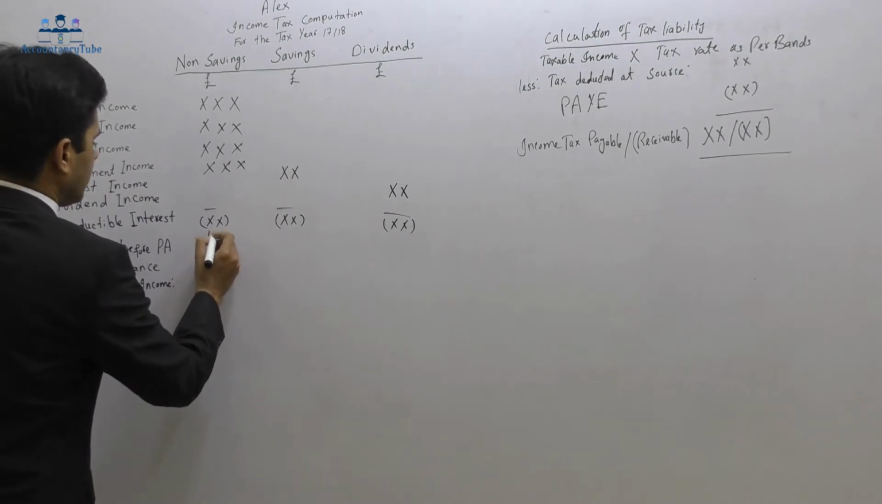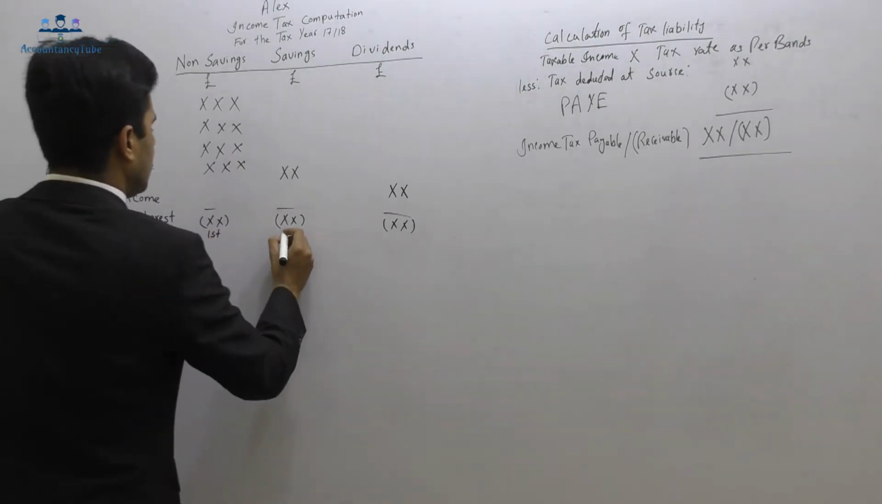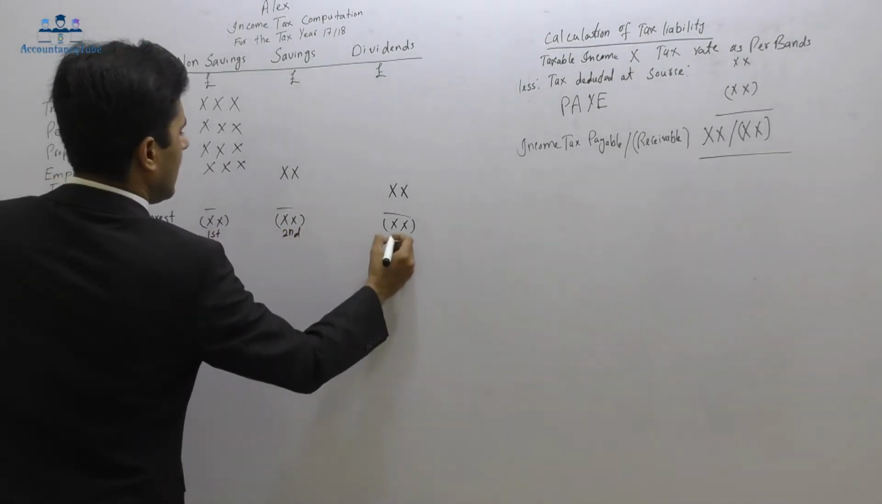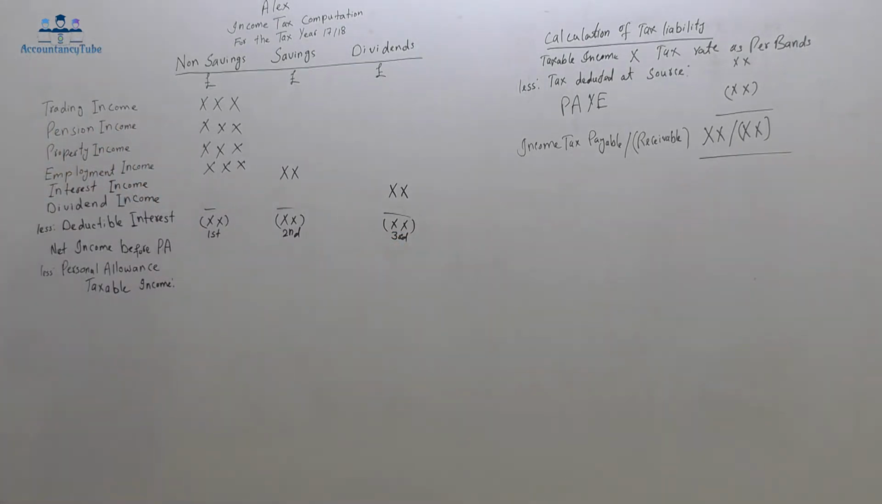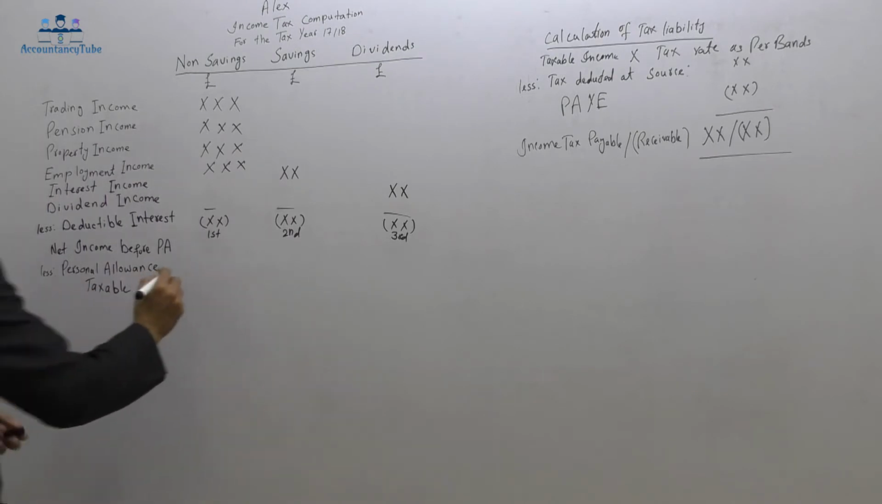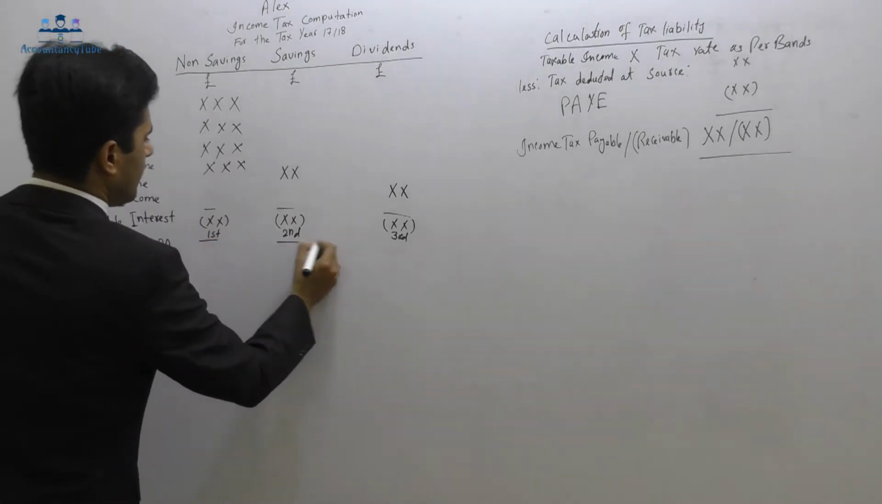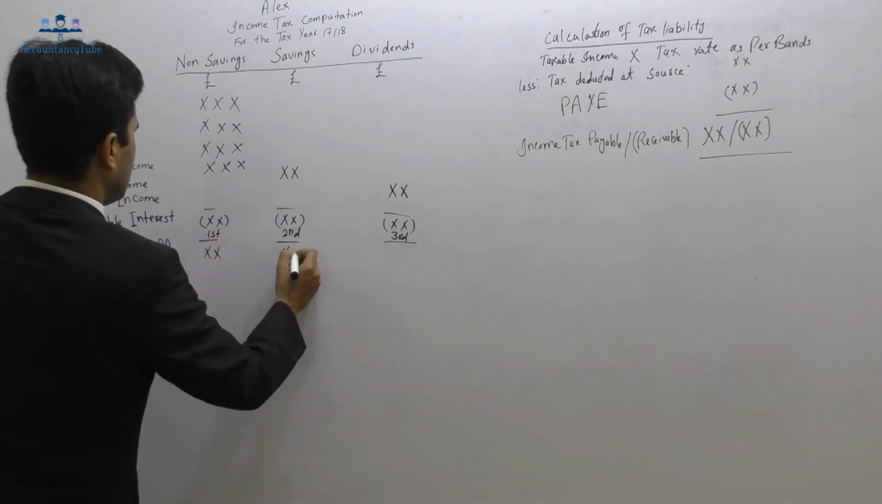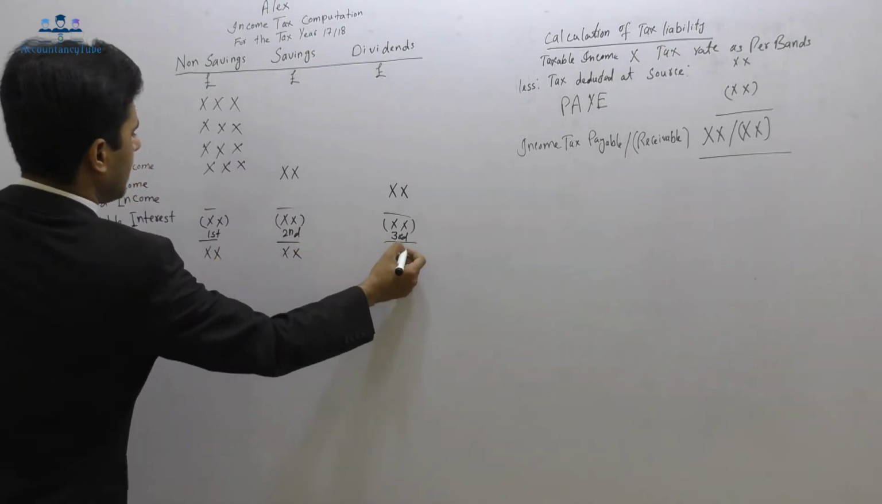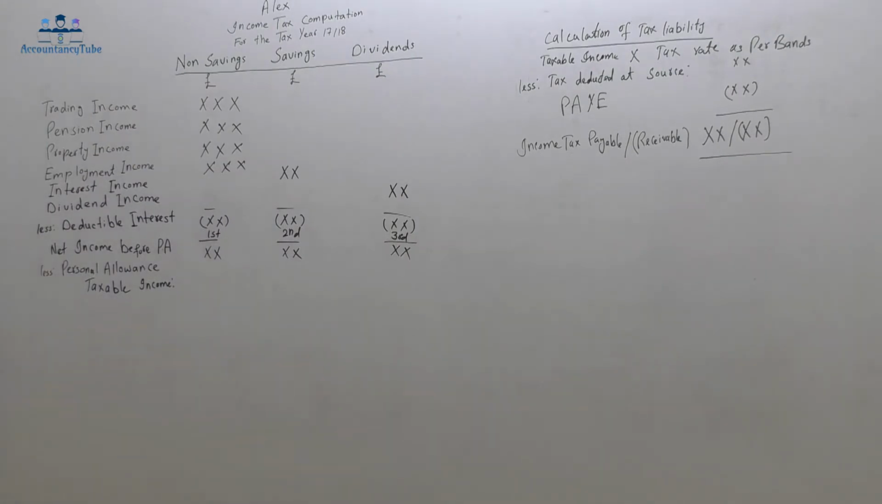So shall I write it down as first preference? That is my second preference, and it is my third preference to deduct the deductible interest. What is deductible interest? We will see later when we move to our notes. But deductible interest, just take it as deduction for now. Now this amount is net income before personal allowance, after deduction of the deductible interest. That is our net income before personal allowance.